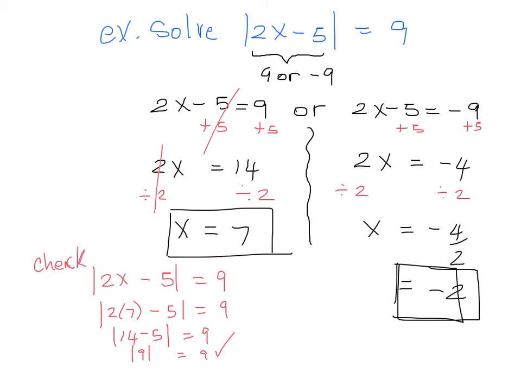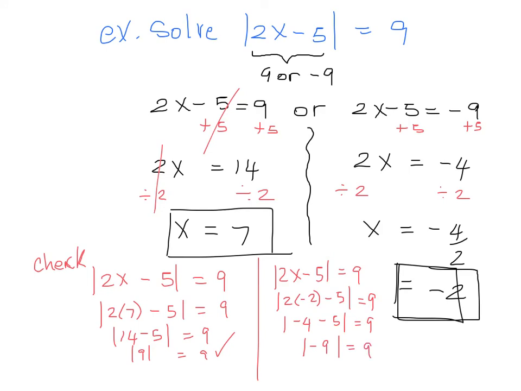Now it's time to check negative 2. So we go again, and this is just a check. The absolute value of 2 times negative 2 minus 5 should be equal to 9. We have negative 4 minus 5, absolute value, is equal to 9. And it is in fact true that the absolute value of negative 9 is equal to 9. So both of our answers are correct.